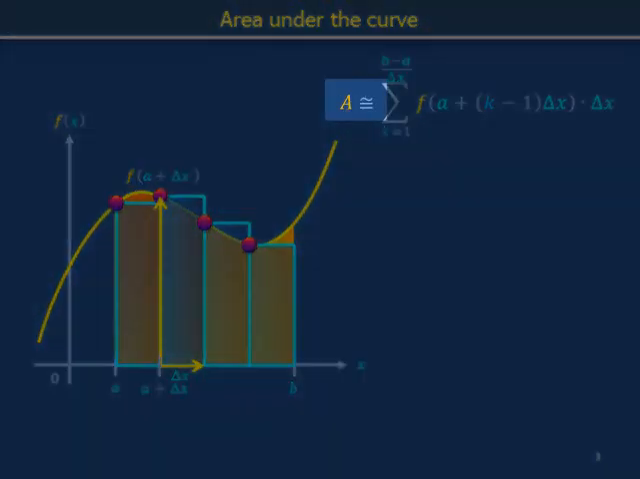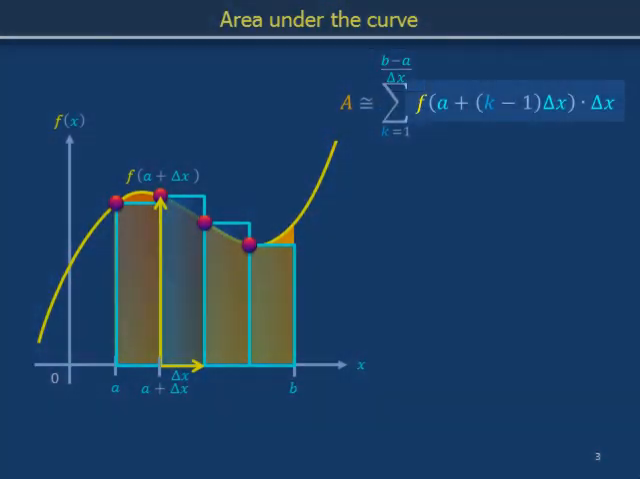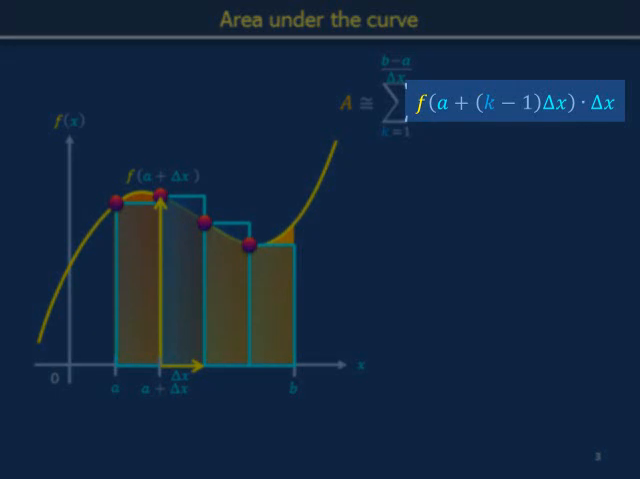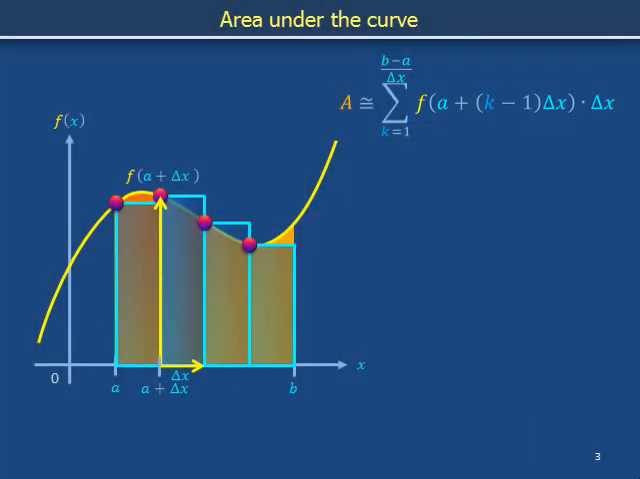The orange shaded area is approximated by the sum from k equals 1 to (b minus a) over delta x, of f of some stuff times delta x, where the stuff is a plus k minus 1 copies of delta x. The viewer may pause the video to verify that this corresponds to the sum of the areas of a bunch of rectangles placed between x equals a and x equals b. Does this sum make sense with all possible values of delta x?